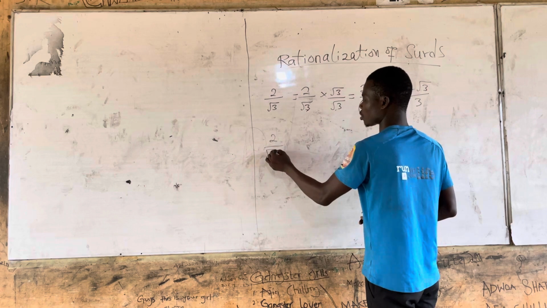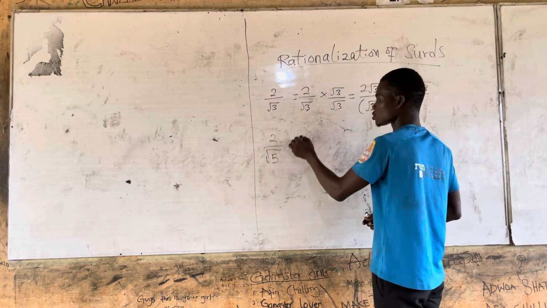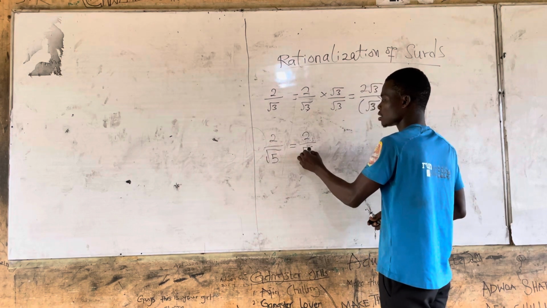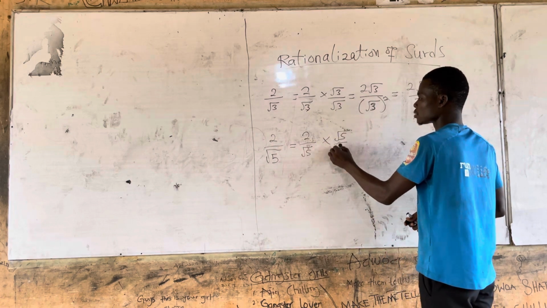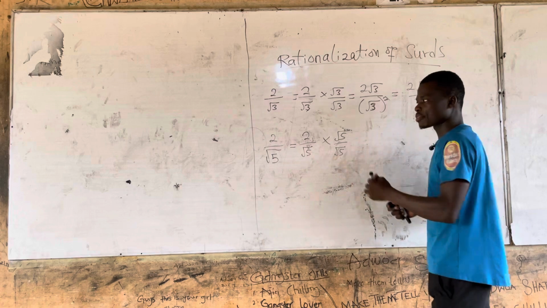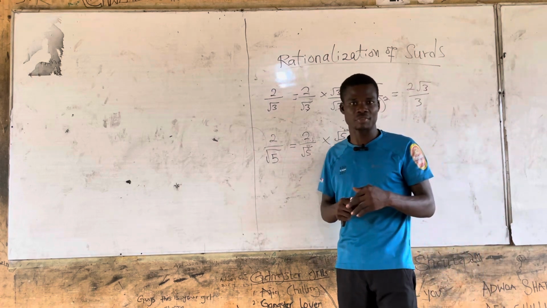So now, let's rationalize this one. Root 2 over root 5. To rationalize this one, we take root 5 to multiply root 5 over root 5. That's the idea of equivalent fraction.